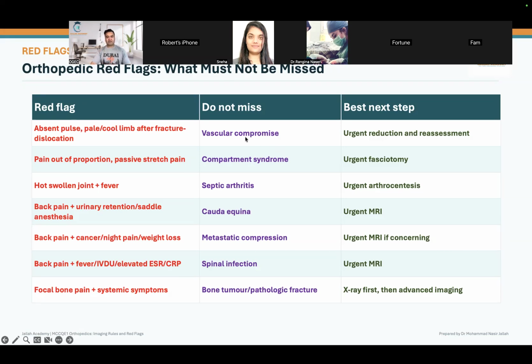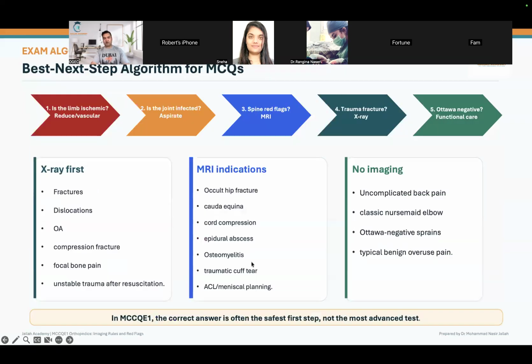So if it is vascular compromise, urgent reduction and reassessment. If it's compartment syndrome, fasciotomy. If it's septic, arthrocentesis. Cauda equina, urgent MRI. Metastatic compression, again MRI. Spinal infection, again MRI. Bone tumor, urgent pathology, X-ray first, then advanced imaging or MRI.